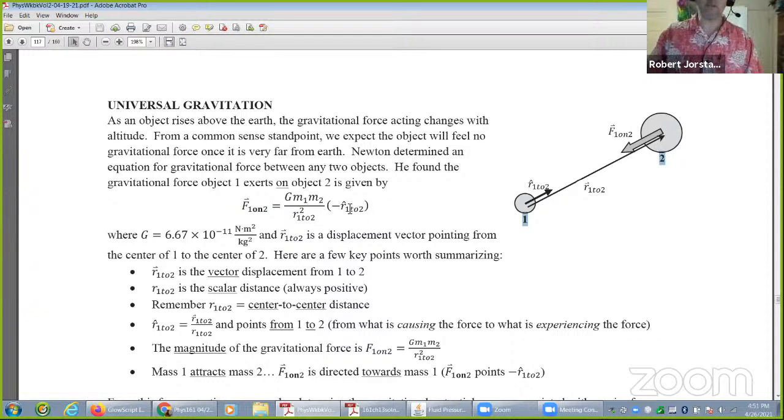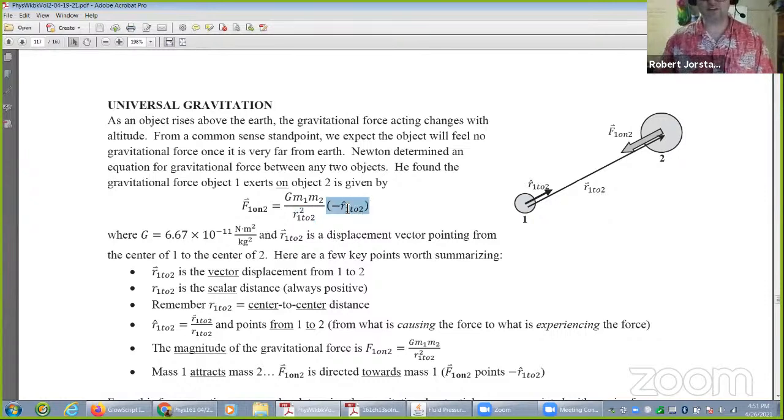Now, this force, there's a constant. But notice it depends on 1 over r squared. This is called an inverse square law. Basically, the force depends on the inverse of the distance between the 2 objects.